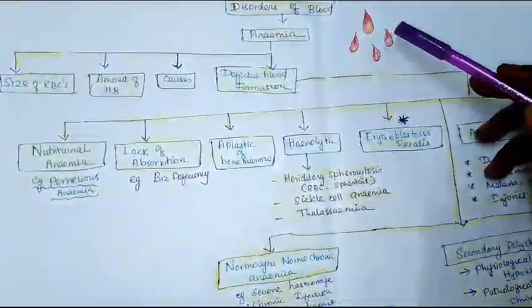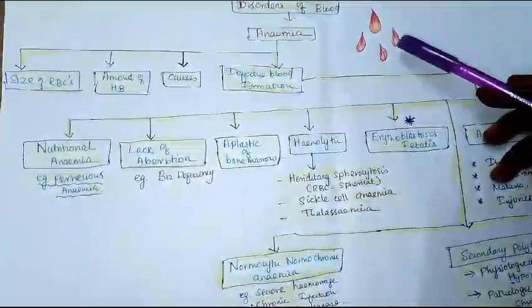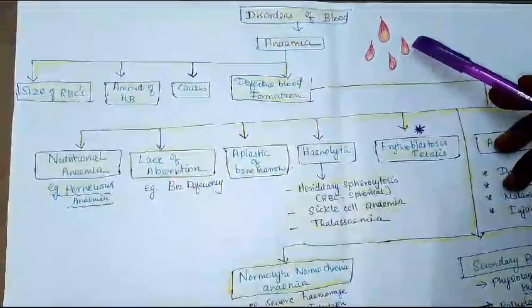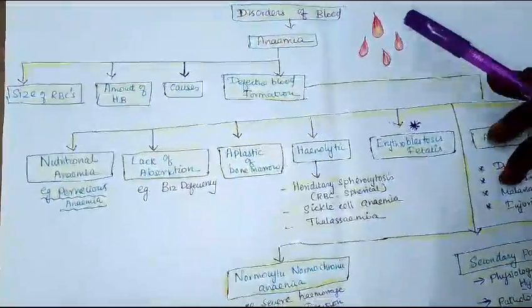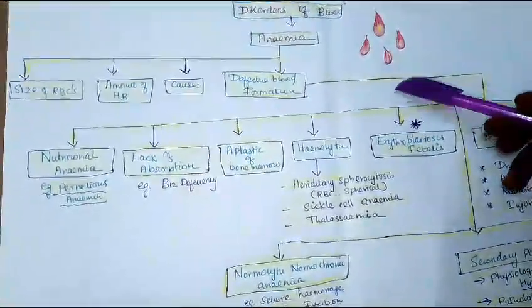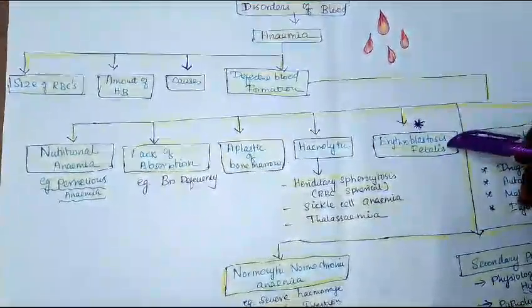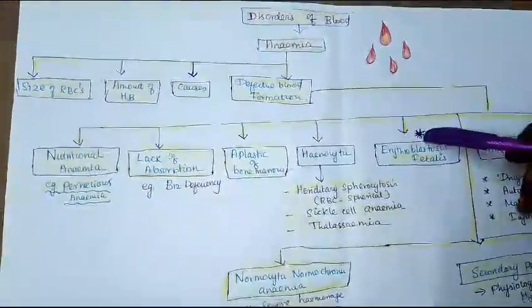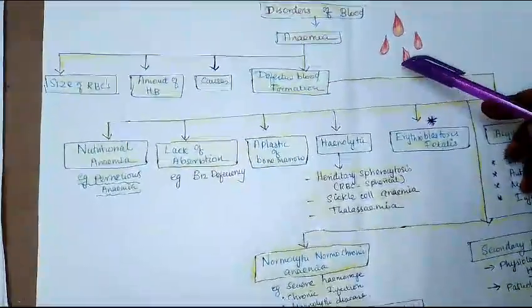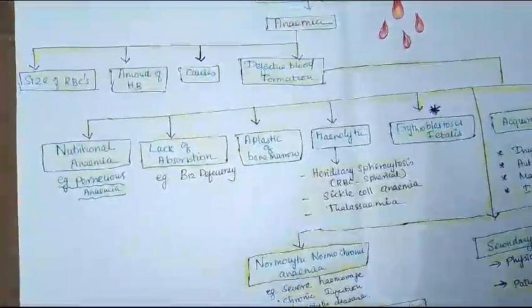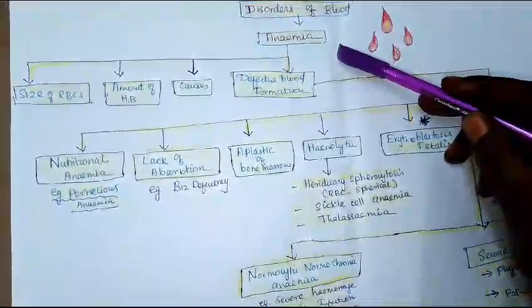Mostly for GNM, BSc and post-basic BSc, a question may come in the form of disorders of blood, or maybe a short note on anemia or erythroblastosis fetalis. It may come. Okay, so we will see what is anemia. Anemia is one of the major blood disorders.